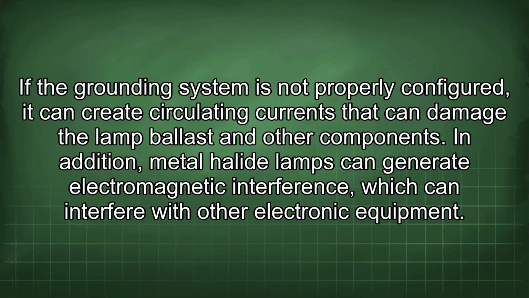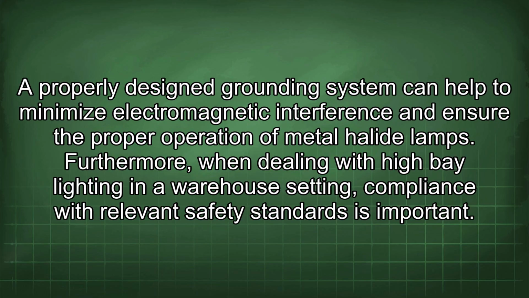If the grounding system is not properly configured, it can create circulating currents that can damage the lamp ballast and other components. In addition, metal halide lamps can generate electromagnetic interference, which can interfere with other electronic equipment. A properly designed grounding system can help to minimize electromagnetic interference and ensure the proper operation of metal halide lamps.